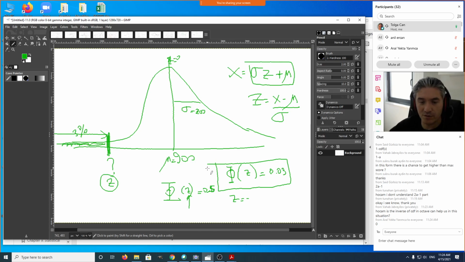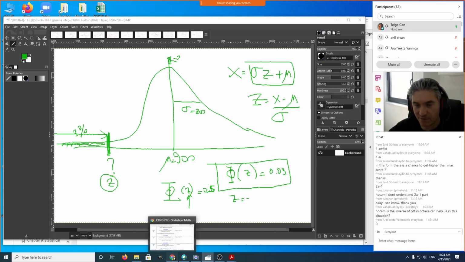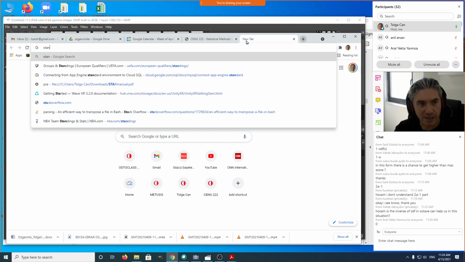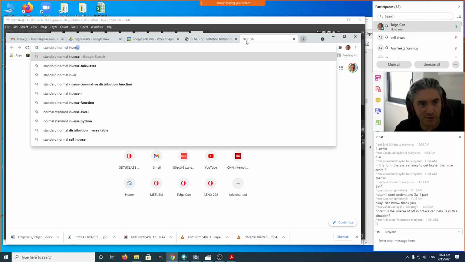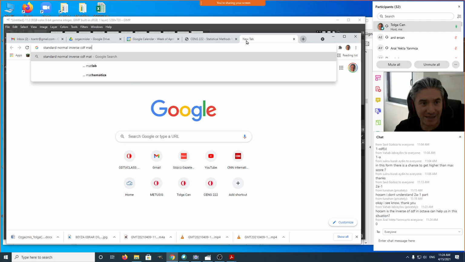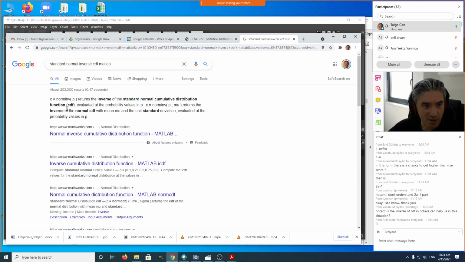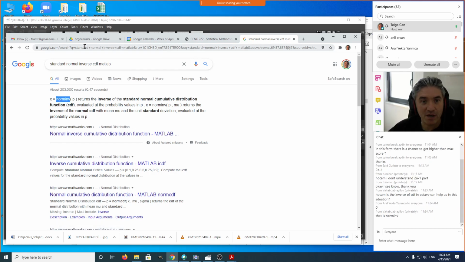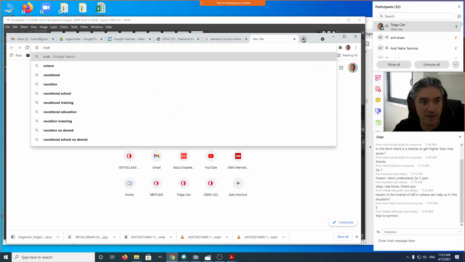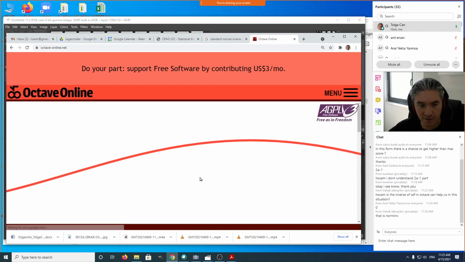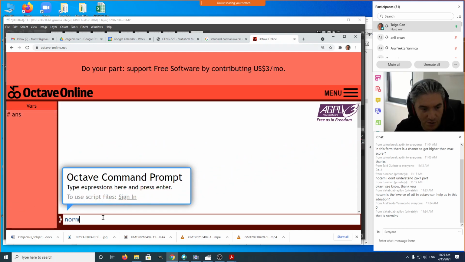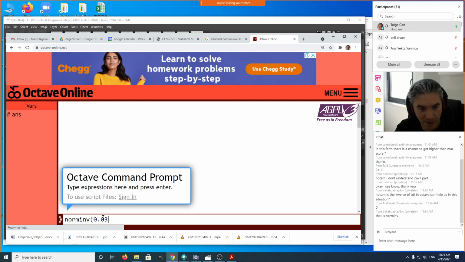Exactly. So instead of looking at the table to figure out where to find it, there is the inverse CDF function in Octave Online for the standard normal. Let's take a look at that. Standard normal inverse CDF MATLAB. What is that function? norminv. All I need to do is go to Octave Online, and this is the function that I'm looking for, norminv 0.03.